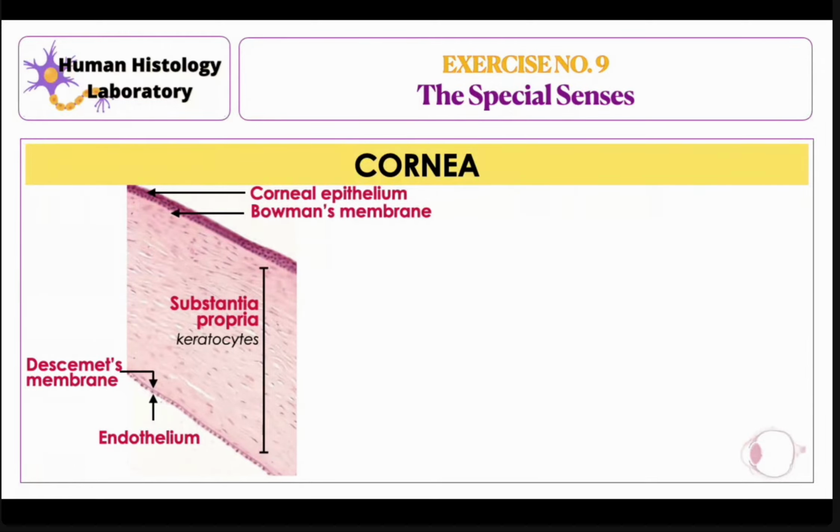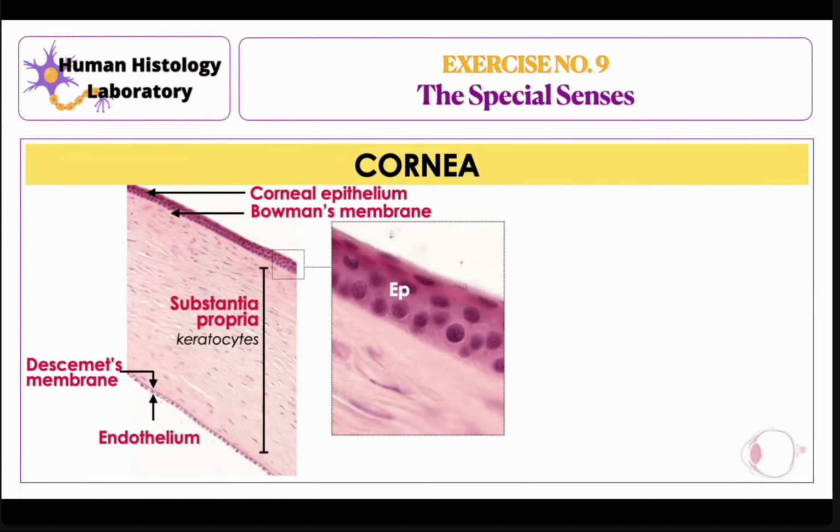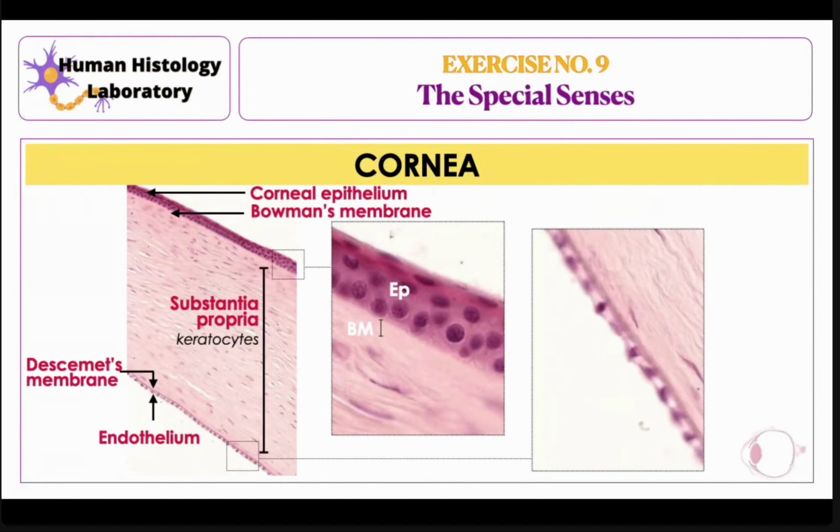So the 5 layers of the cornea are the following. We have the corneal epithelium, the Bowman's membrane, the substantia propria, and then the Descemet's membrane and endothelium.